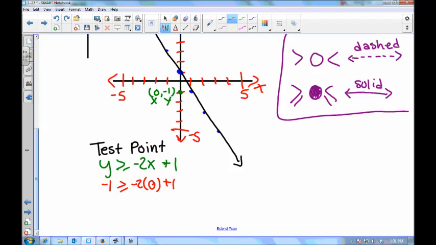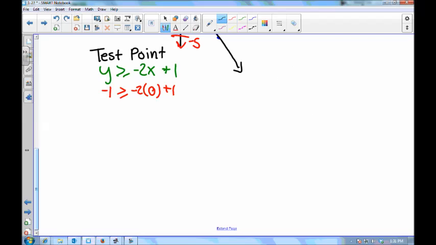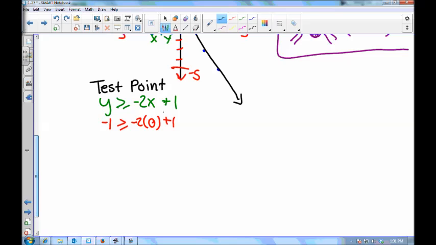So anyone have questions how we came up with this or why we're doing this? To figure out where to shade. Okay, so the reason we chose one with a 0 is because look what happens. Negative 2 times 0 cancels out. And that would happen a lot if we use 0, which is convenient. So we need to determine if this is true or false.